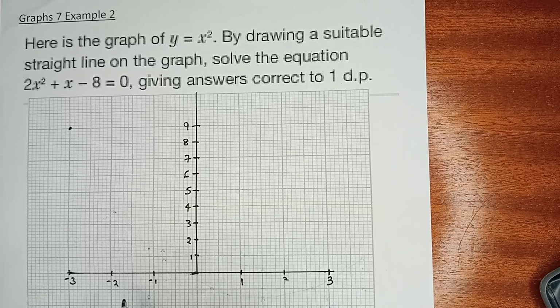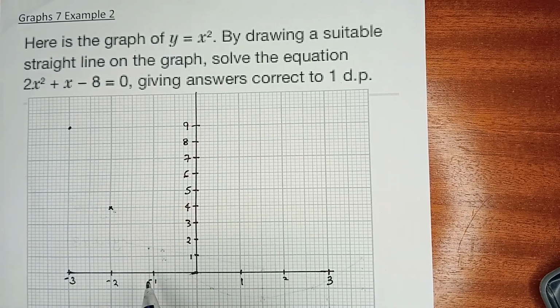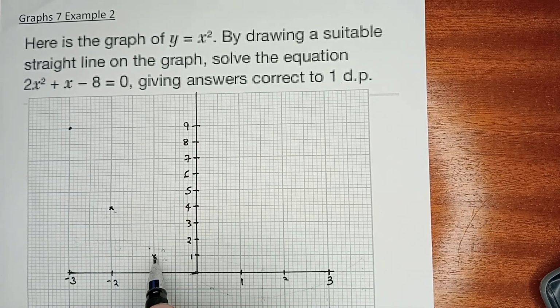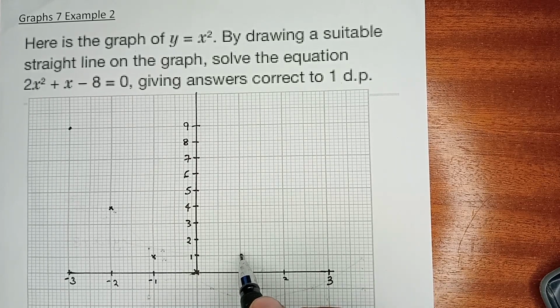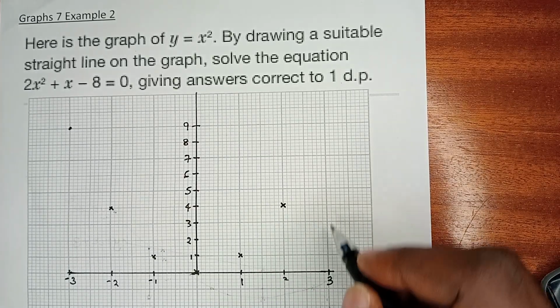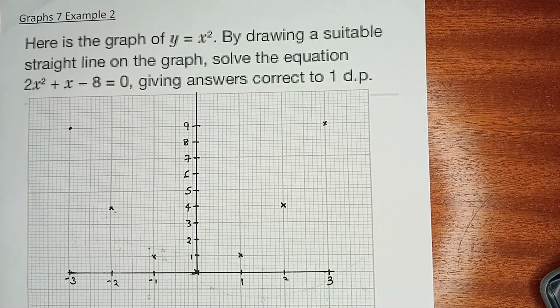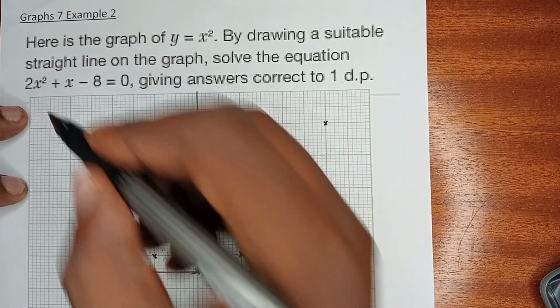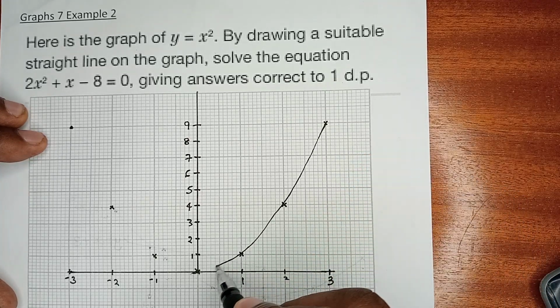When x is -2, -2 squared is 4. We have that point also. When x is -1, -1 squared is 1, and when x is 0, y is 0, because 0 squared is 0. When x is 1, y is 1, 1 squared is 1. When x is 2, we have 2 squared being 4. And when x is 3, we have 3 squared being 9. And there we are. This is the graph of y is equals to x squared.